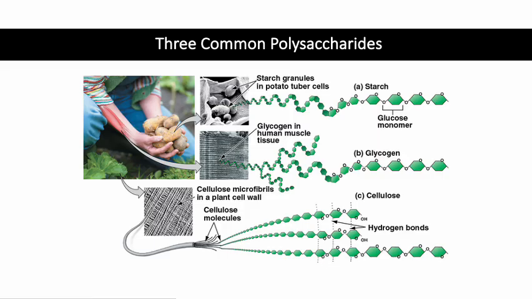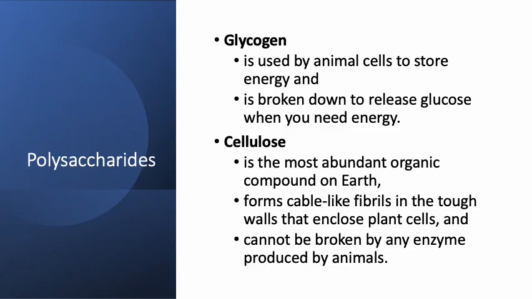Cellulose, in contrast, is used for structure rather than energy storage. Its chains run parallel to one another and are held together by hydrogen bonds, forming strong fibers that give plant cell walls their strength.